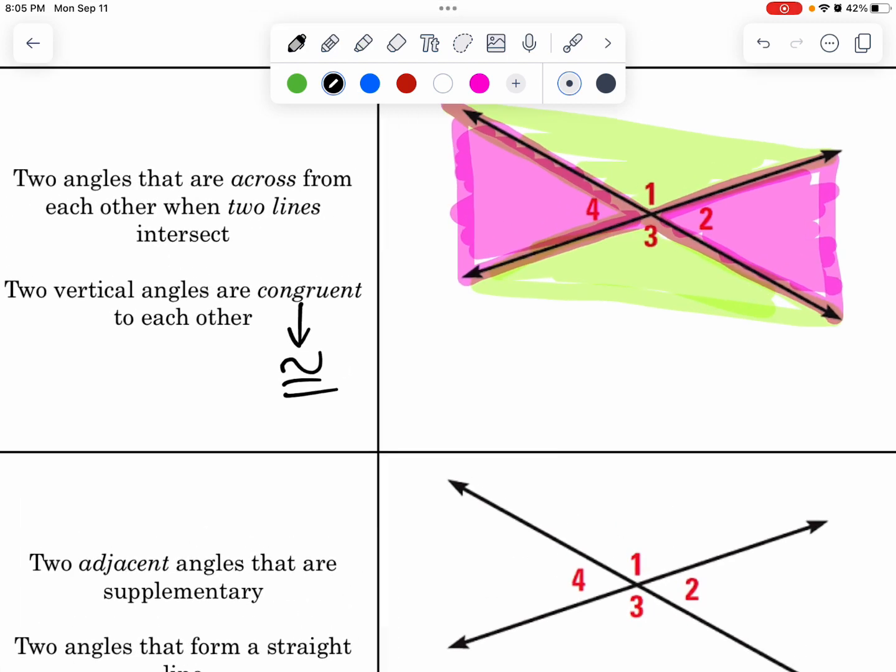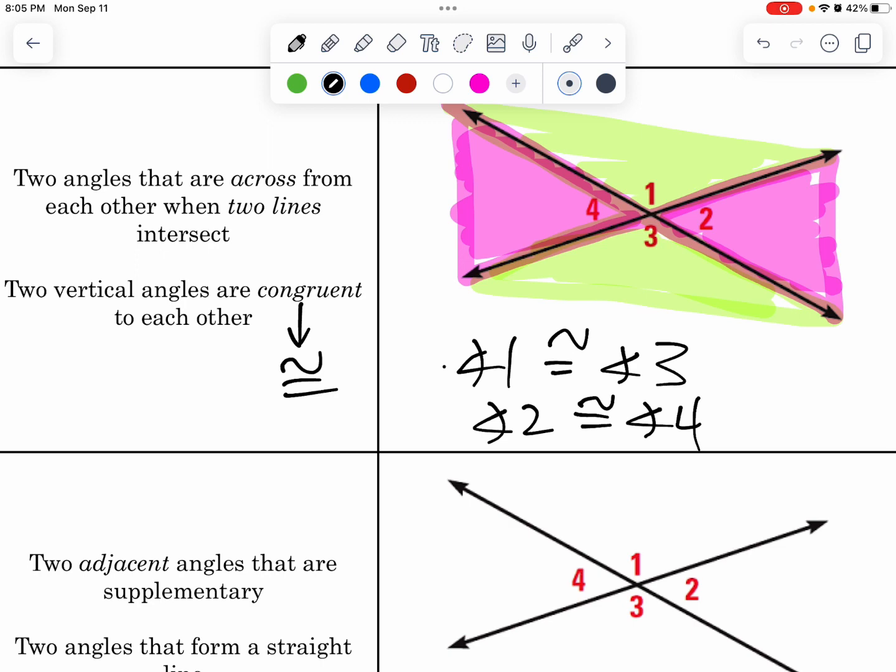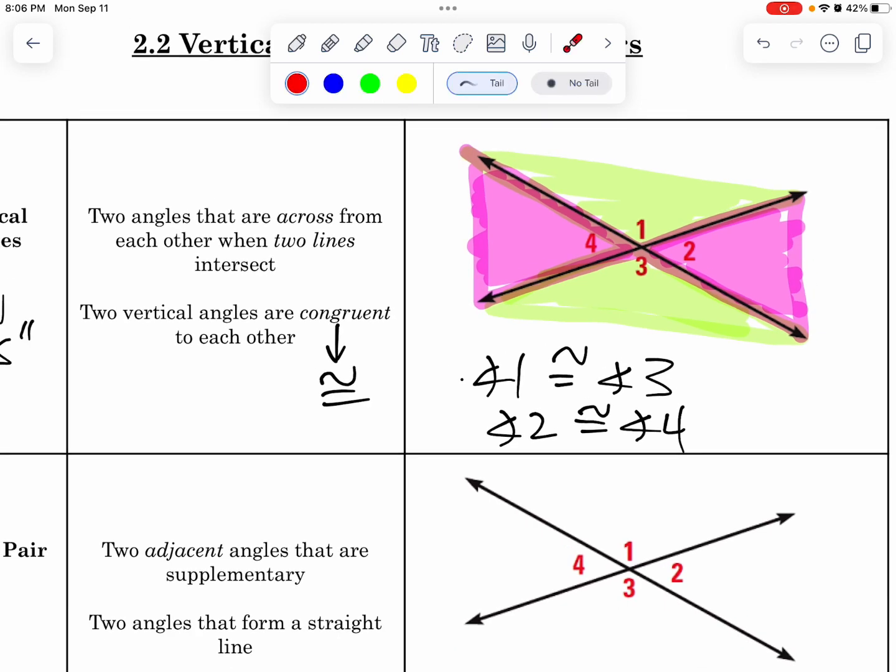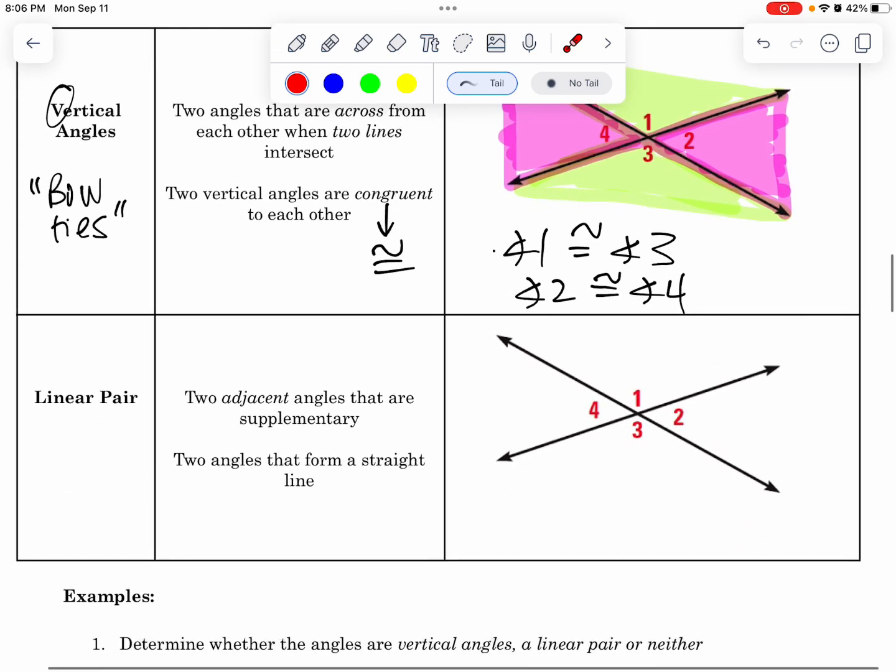Okay, so I'm going to list both of them. Angle 1 is the same as angle 3. Those are my green ones. And I also know that angle 2 is the same as angle 4. Those are my pink ones. And that's kind of a fun fact about vertical angles. So if I give you angle 2, you can figure out what angle 4 is because they're the exact same. All right, cool. Let's talk about a linear pair.